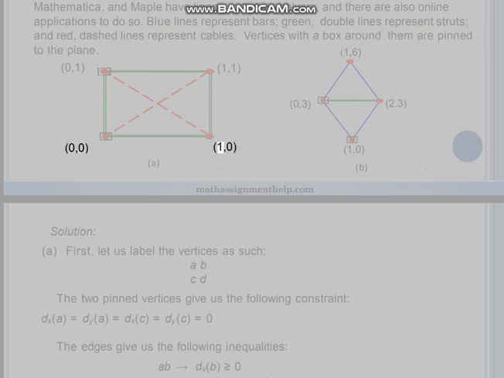0, 0, 1, 0. 0, 1, 1, 1. 0, 3. 1, 0. 2, 3. 1, 6. A, B.